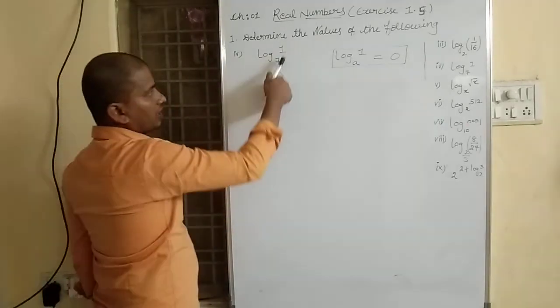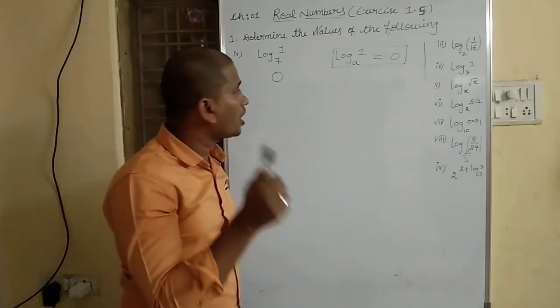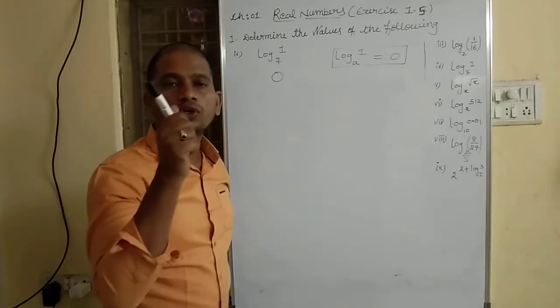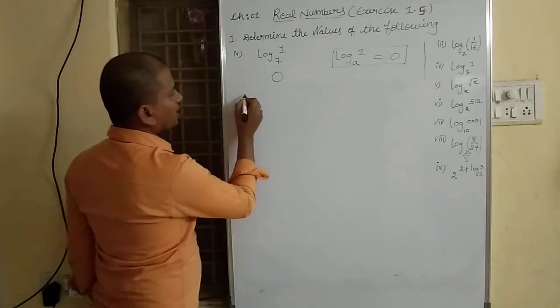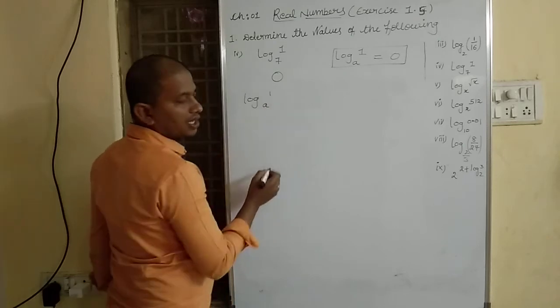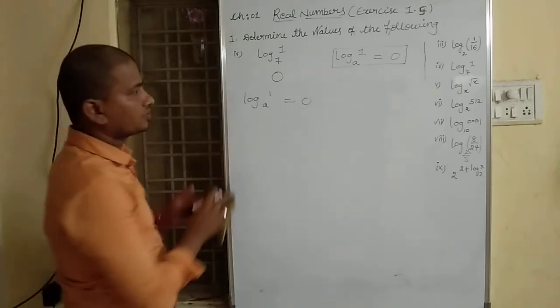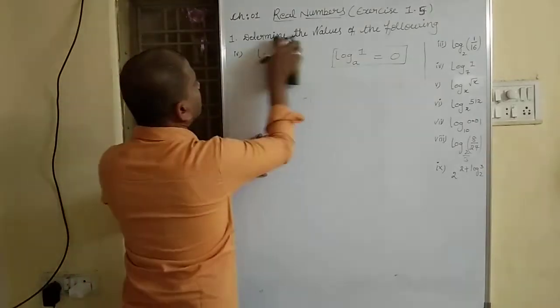Therefore, what is the value of log 1 base 7? It is 0. The value of log 1 base 7 is equal to 0. You can write log 1 to the base a is equal to 0. Got it? Yes. Next, fifth question.